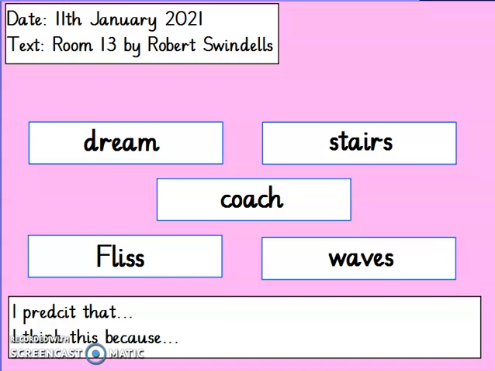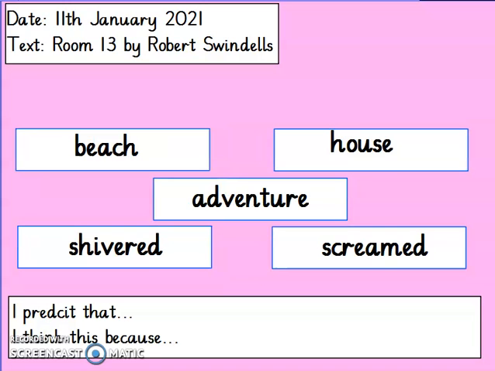Great stuff. So now you've made your first prediction, we're going to look at some more words. Here are 5 more words from the first 2 chapters. Beach, house, adventure, shivered and screamed. Now you've seen those, do they make you want to adjust your prediction? Do they agree with what you've already said? So for instance, I'm quite happy because it says beach here, and before I thought she was going to the seaside because the other word was waves.